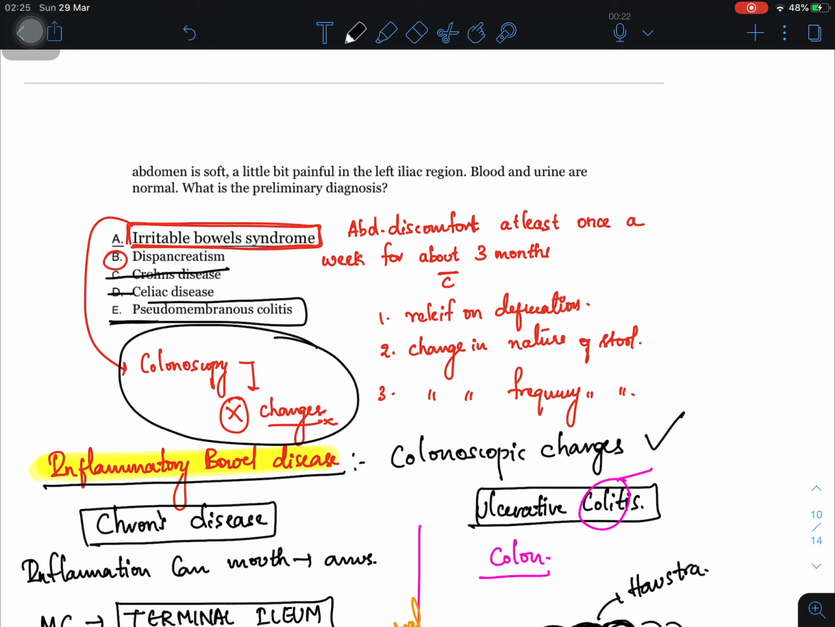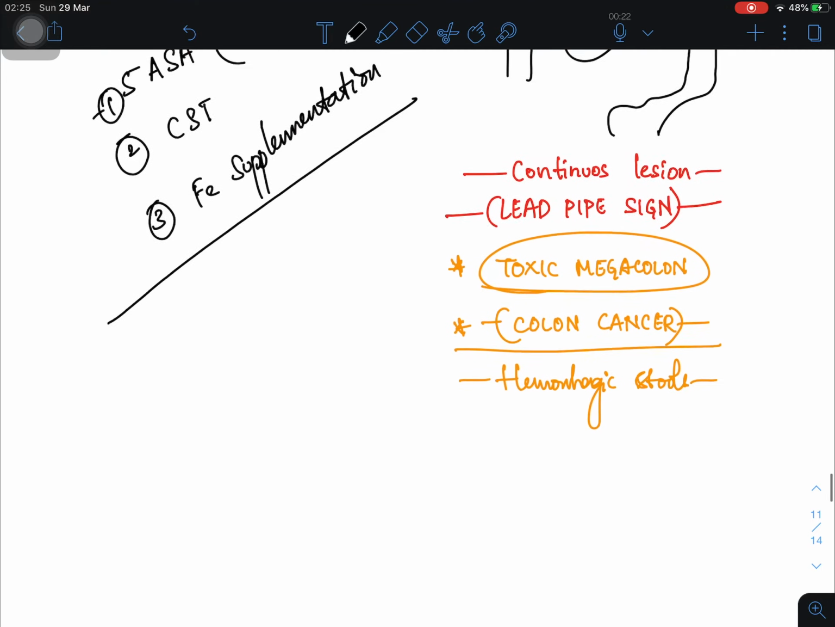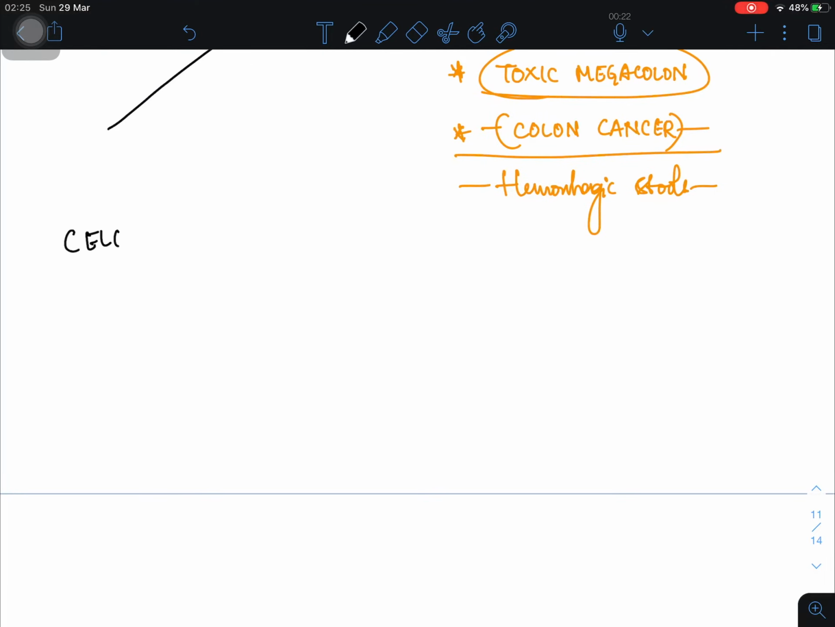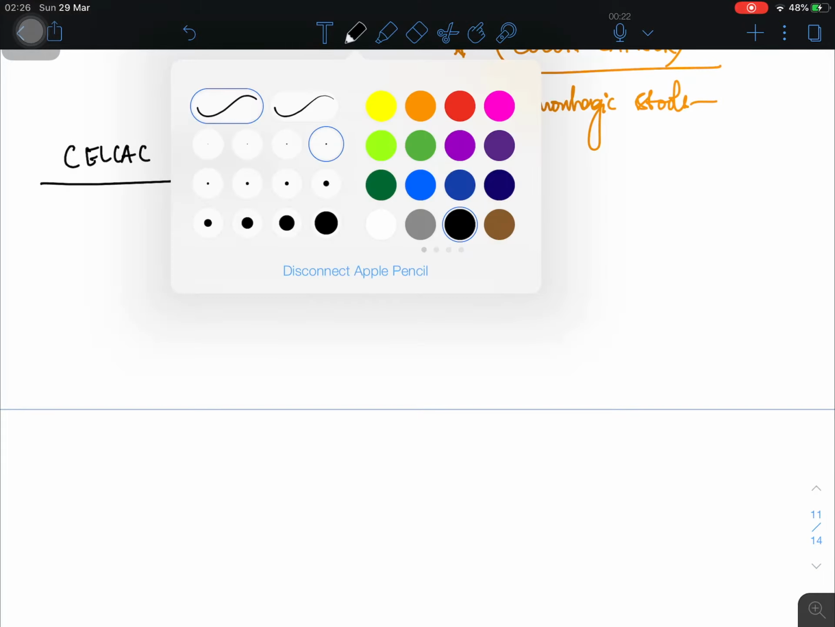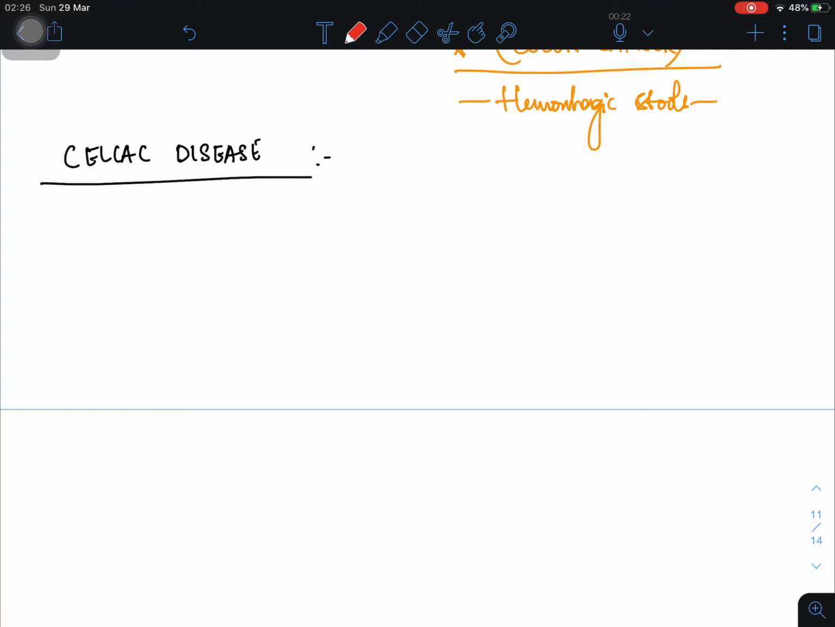Option E, what is pseudomembranous colitis? It is not ulcerative colitis. And option D, what is celiac disease? In patients with celiac disease, what is the most important thing which you find? From your KROK 1, you already know that celiac disease is mainly because of gluten sensitivity.